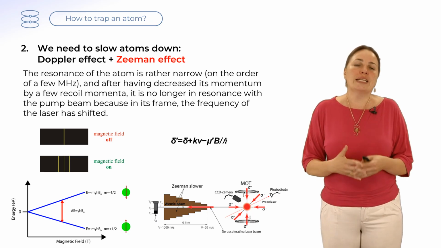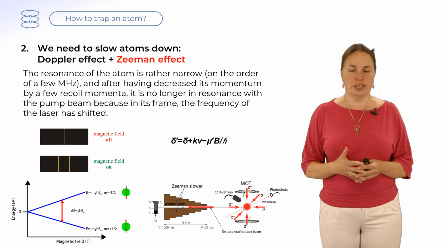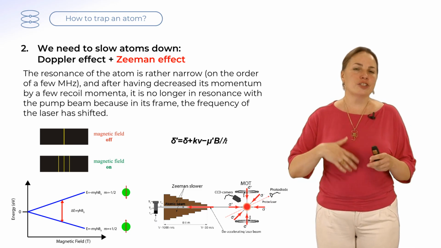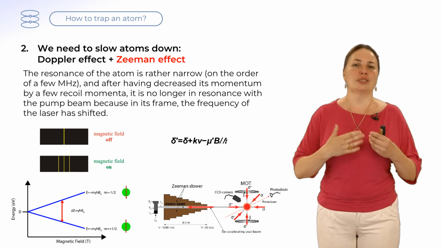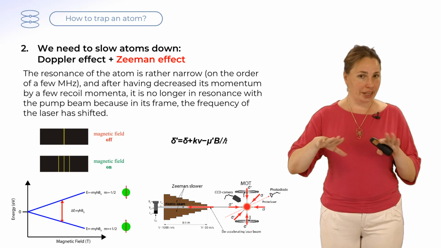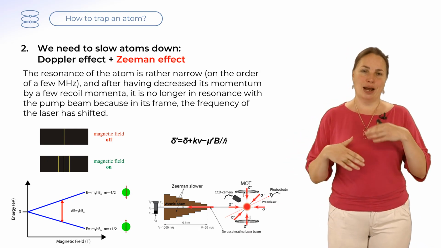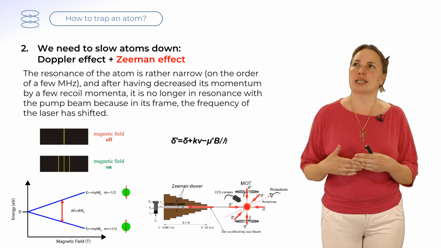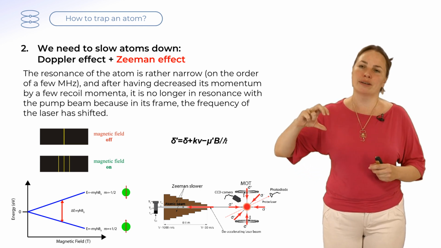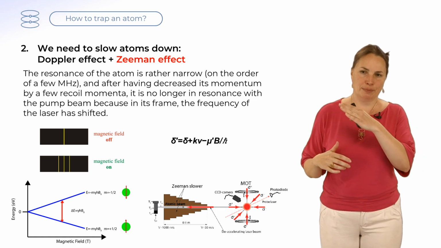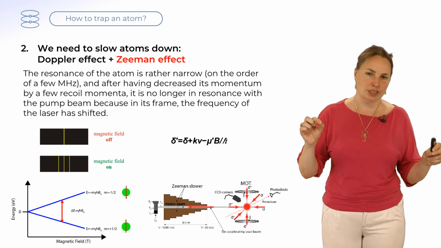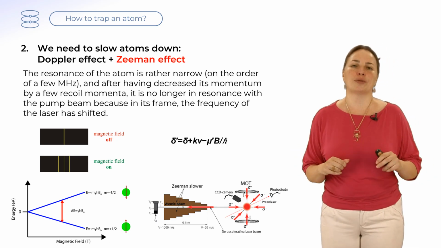So we need something else, and this is the Zeeman effect. When we have a magnetic field, the energy levels in the atom will shift, depending on the value of the magnetic field. And then if we are smart enough, we can calculate the Zeeman slower, so it's some combination of, let's say, magnets, which form some gradient of the magnetic field. It's a magnetic field which changes from one point of space to another along the axis of the atomic beam.